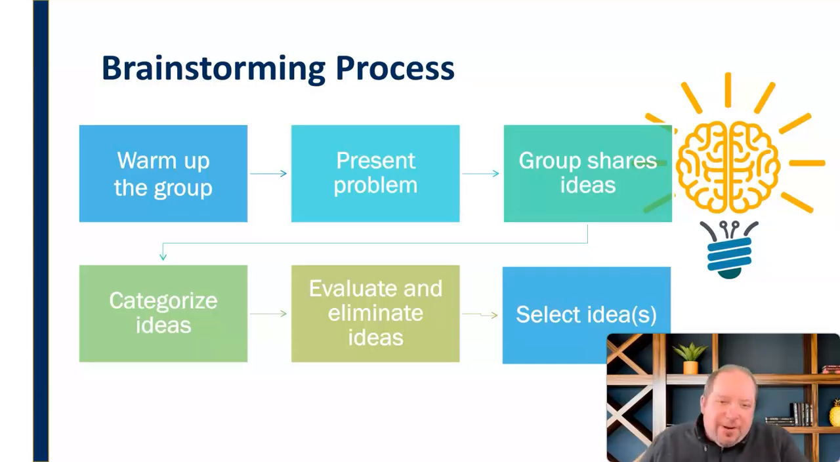The next step is to categorize those ideas, and what categories really depend on what you're working on, what you're doing, but you want to somehow categorize these as, well, these are kind of similar. They would work the same or do the same thing. These are kind of similar over here. They have a common thread running through them. So you want to categorize those ideas. Once you've done that, then you can evaluate and eliminate ideas.